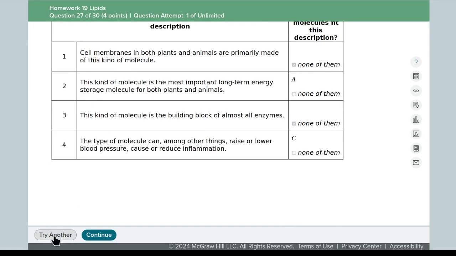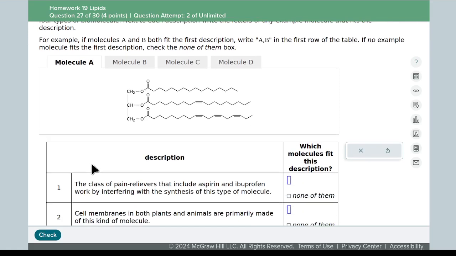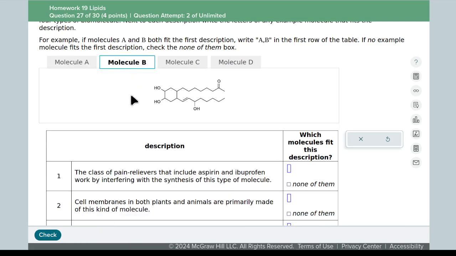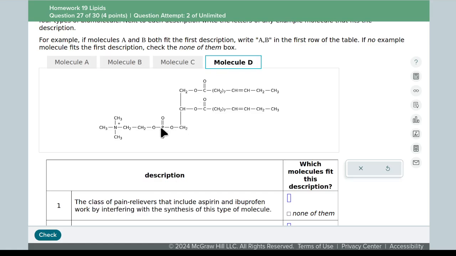I'm going to click try another here. So we'll leave that in. We're trying another here. So we're looking at them. Here's our fatty acid, our triacylglycerols for long-term storage. Here is a fake prostaglandin, not one because the 6-membered ring there, so that's going to be nothing. Here's a real prostaglandin. And another phospholipid.